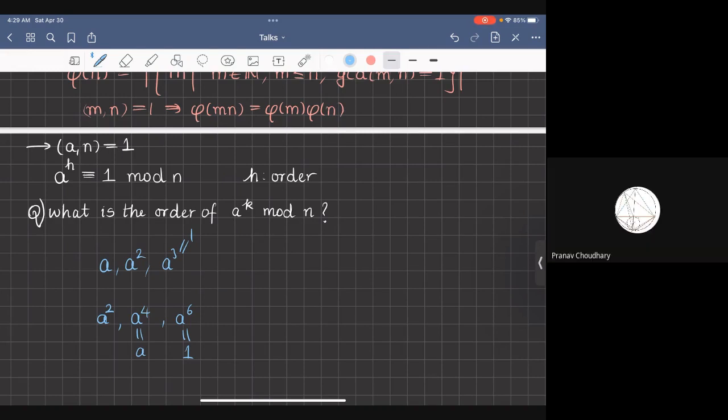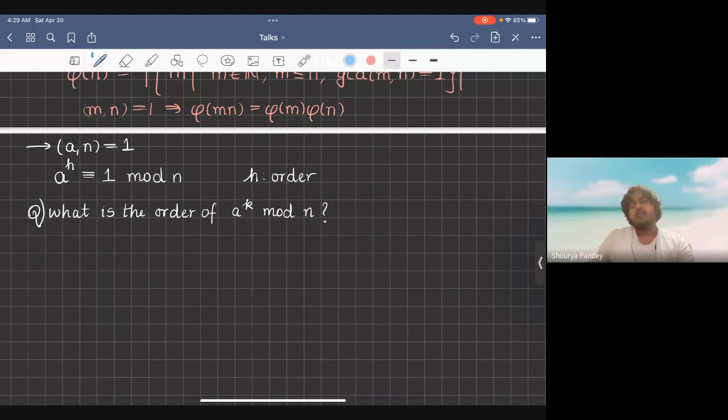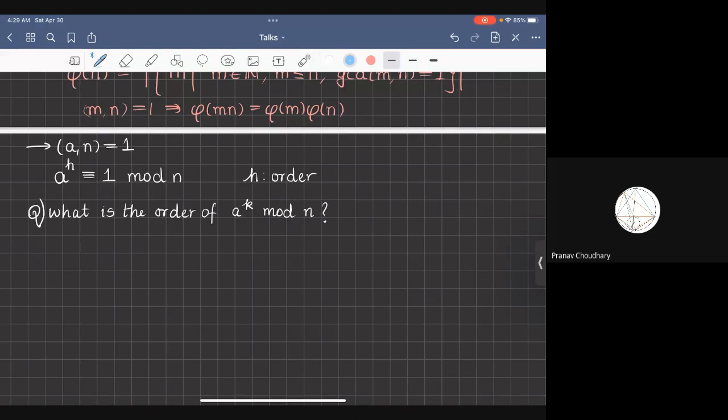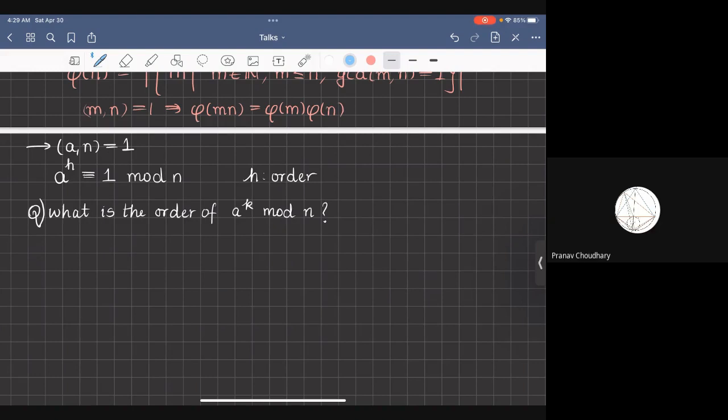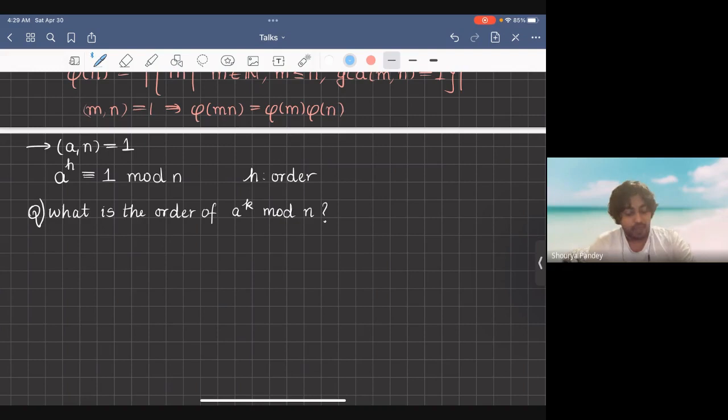So basically, if k divides h, then the order is h by k. Otherwise, it's h only. Not true. If it's co-prime, then it's h only. If k comma h is 1, then it's h. Yes. Oh, is it h by GCD of h comma k? Yes. Okay, so let's see why.